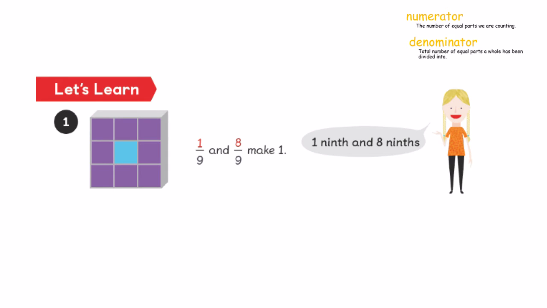The square is still divided into 9 equal parts, so the denominator will still be 9. 1 of those parts is blue and 8 are purple. 1 blue part and 8 purple parts will make 9 parts altogether, will make 1. So we can see that 1/9 and 8/9 will make 1.